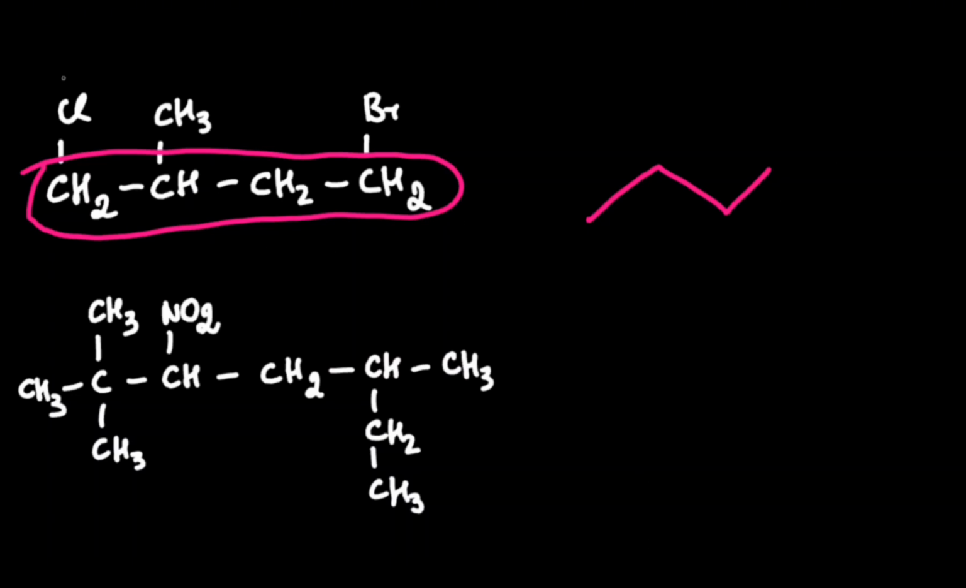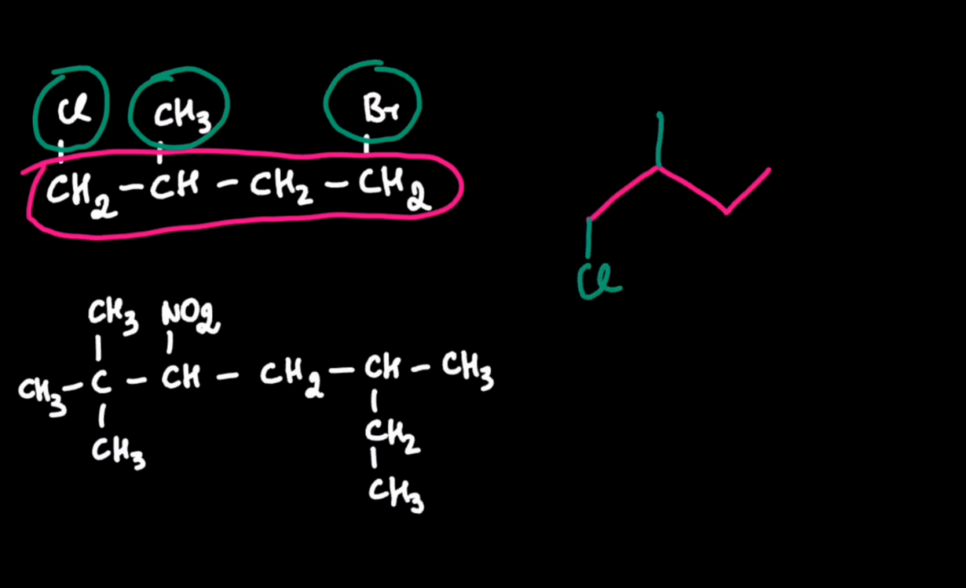Next, let's add the substituents. We have a chlorine atom, a methyl group, which is CH3, and a bromine atom. Let's place them on the skeletal formula. As you can see, a CH3 group is represented as a short line branching off the main chain. The end of the line always represents a carbon atom, so we don't need to write CH3 explicitly. Only substituents that don't contain carbon, like halogens or NO2 group, are written out. Lastly, we add bromine, and our skeletal formula is complete.